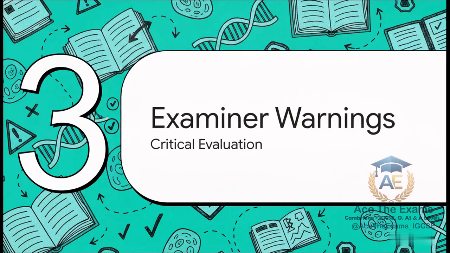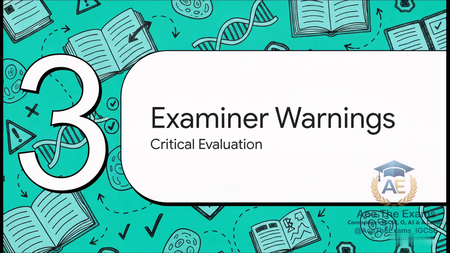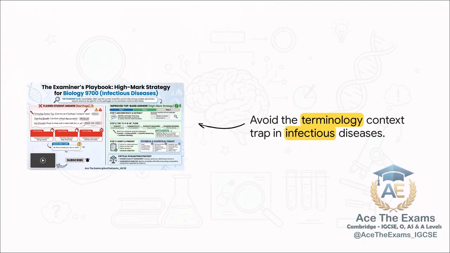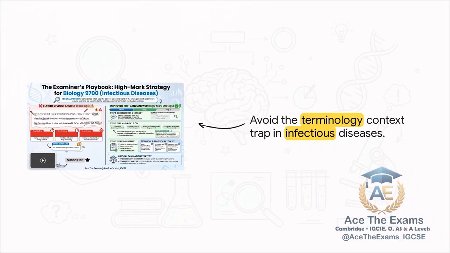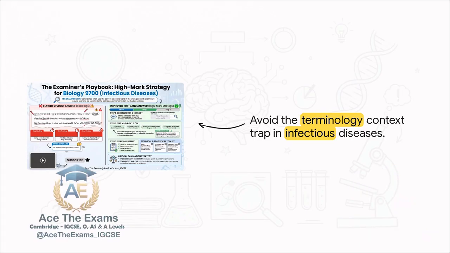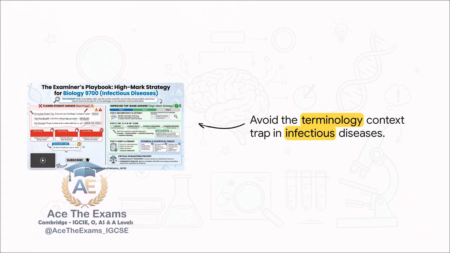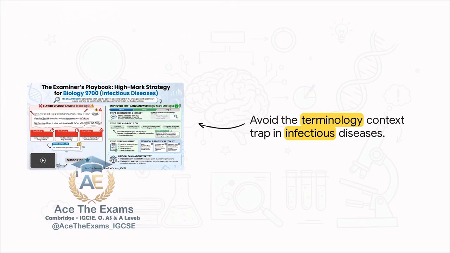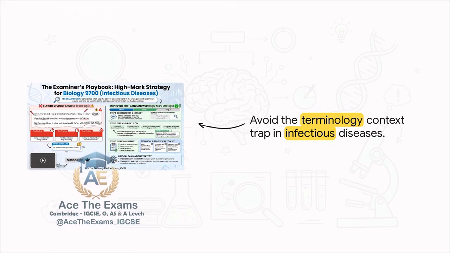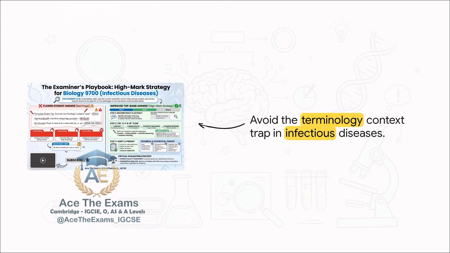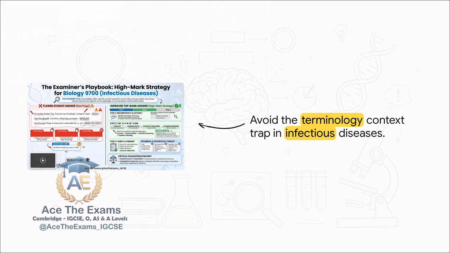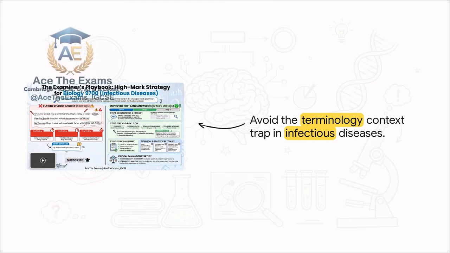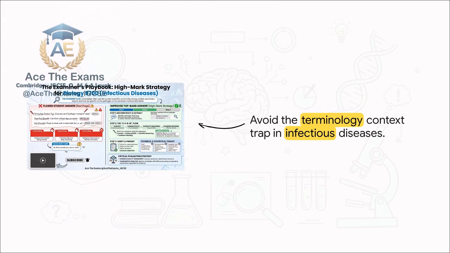Section 3. Top examiner warnings and critical evaluation. To guarantee you secure those top band marks, we need to heed the definitive warnings pulled directly from Cambridge Principal Examiner reports. This is essentially the examiner's playbook. When evaluating infectious diseases, for example, students constantly fall into the terminology context trap. A classic mistake is using the word pathogen incorrectly instead of vector, depending on the transmission method described. Examiners require your scientific terms to be highly specific to the given context.